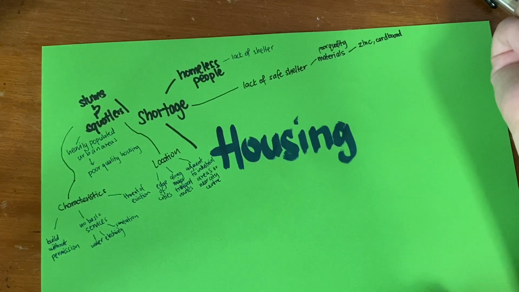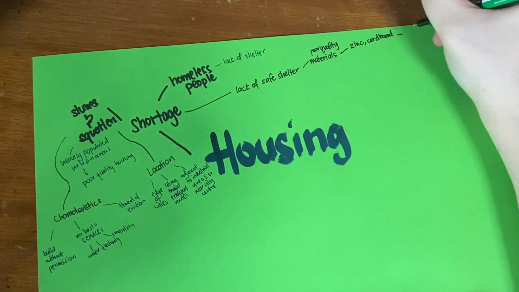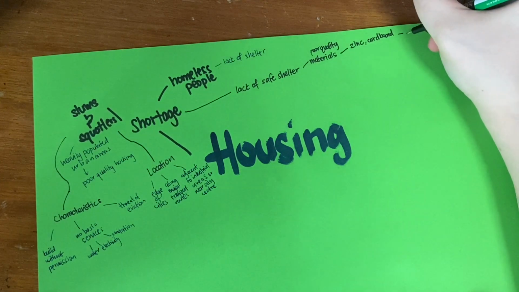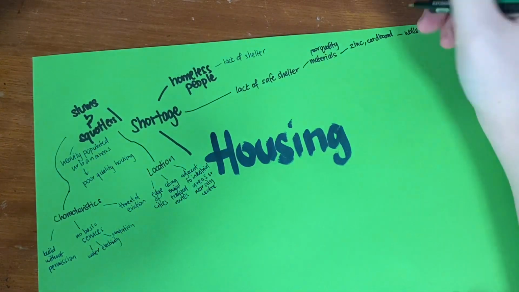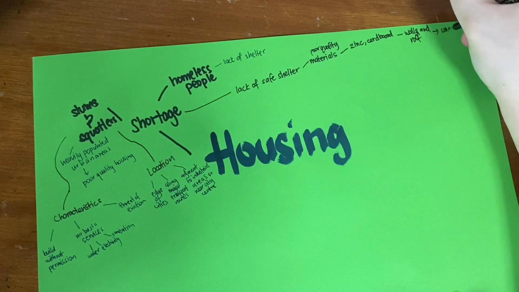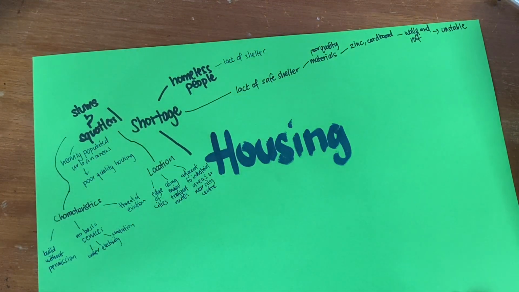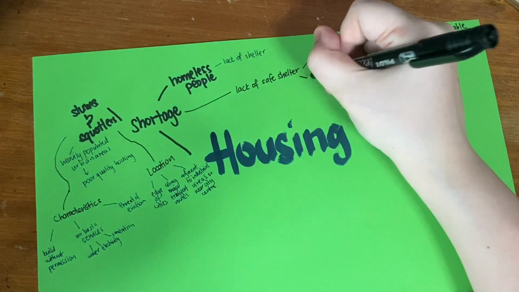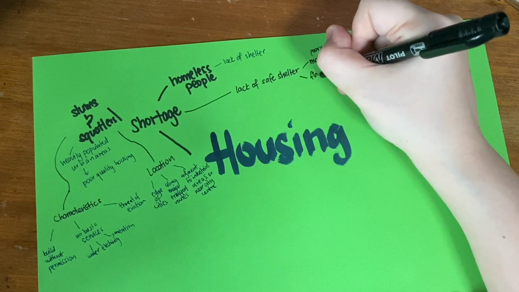Because these poor quality materials are usually used as the walls and roof, hence it's actually very unstable. So that is one thing that can happen. Sometimes these materials are also flammable.